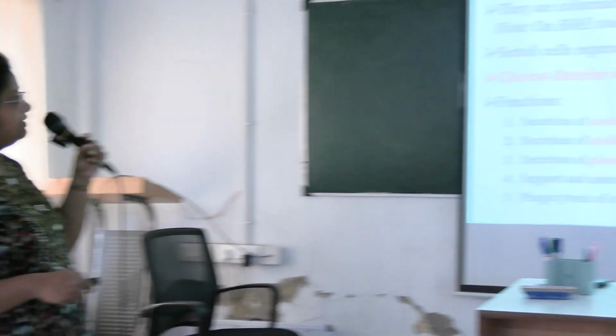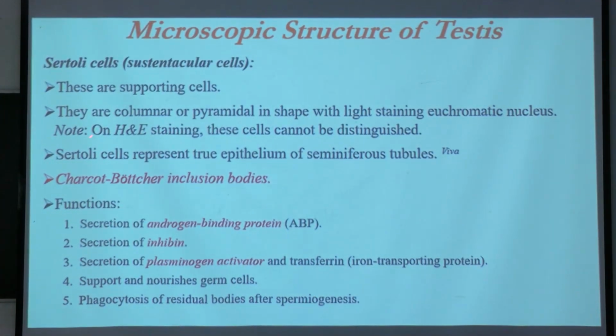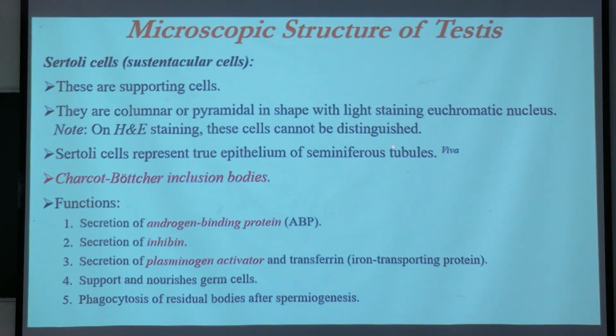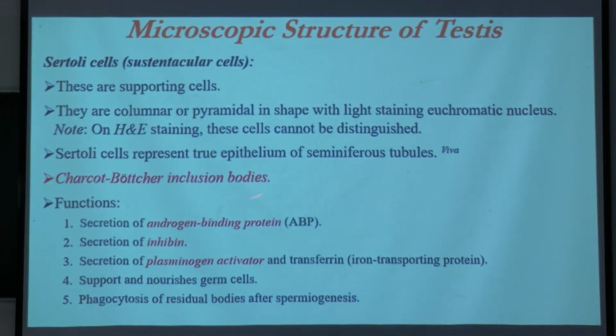Sertoli cells or sustentacular cells. This is an important short note. Sertoli cells are supporting cells. They are columnar or pyramidal in shape with a light-staining euchromatic nucleus. On HE staining, these cells cannot be distinguished. Sertoli cells represent the true epithelium of the seminiferous tubules, and Charcot-Böttcher inclusion bodies are present within the cells.